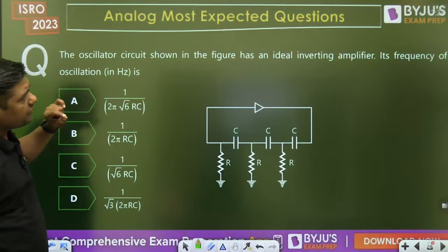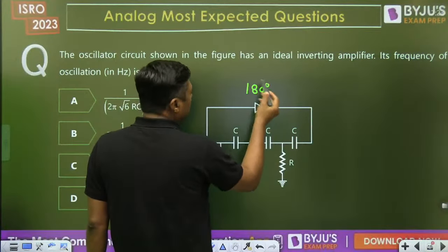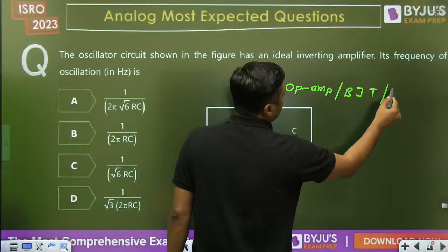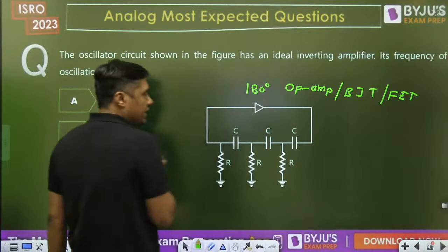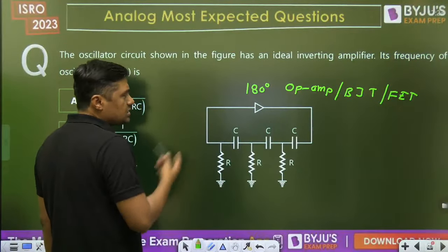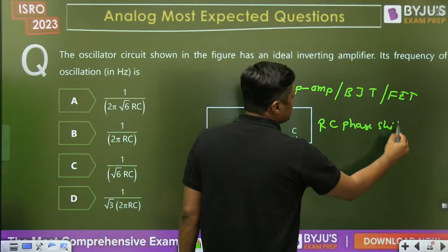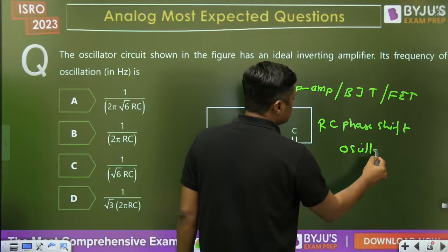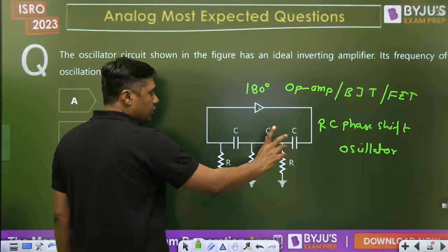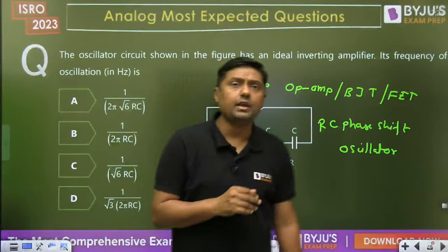Now here, the oscillator circuit shown in the figure has an ideal inverting amplifier. Ideal inverting amplifier means it has 180 degree phase shift. It may be an op amp, it may be a BJT, or it may be a FET. So it will provide 180 degree phase shift. And the remaining 180 degree phase shift is given by this RC phase shift oscillator. So 180 plus 180, total 360 degrees. One RC network will provide approximately 60 degrees, 60 plus 60 is nearly equal to 180 degrees.